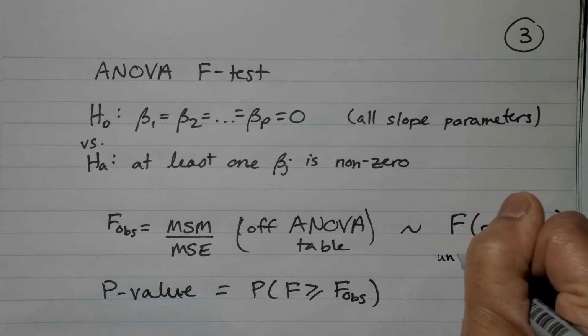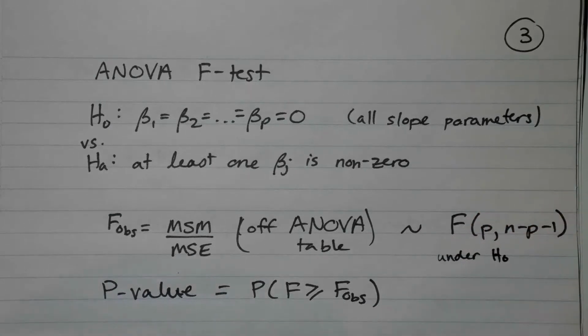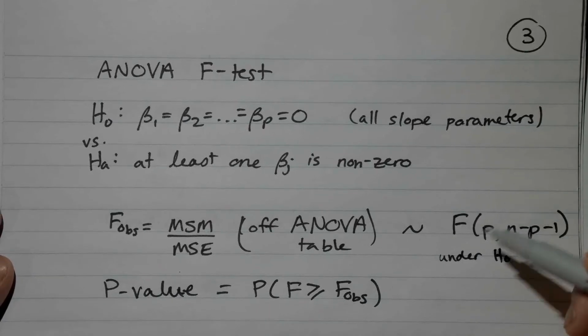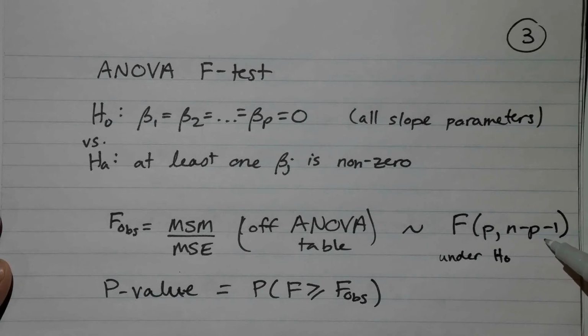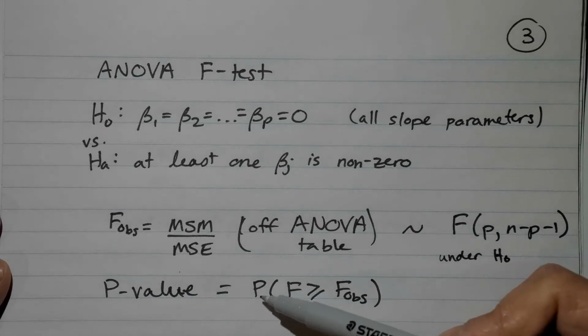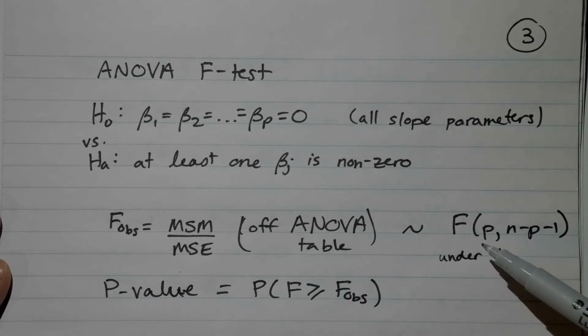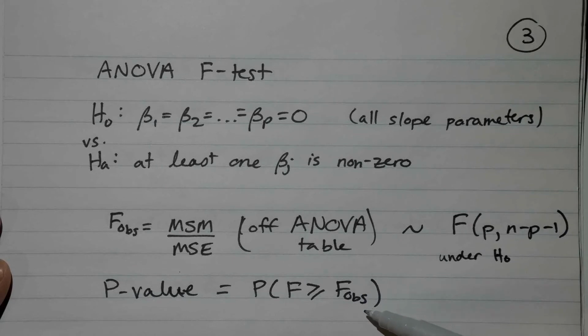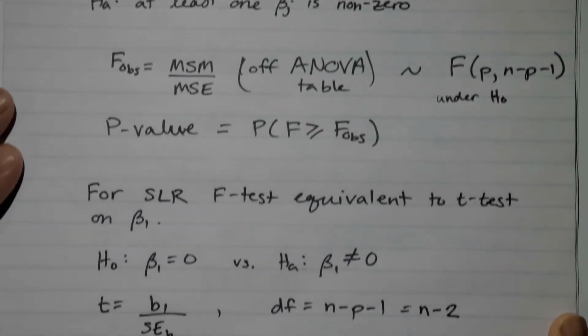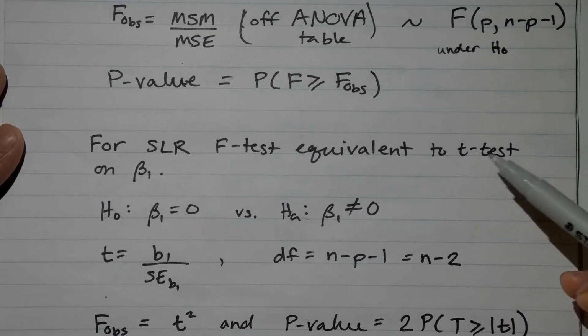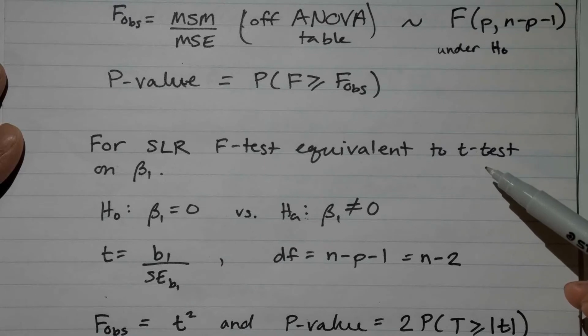hypothesis, so this is under H0, it follows an F distribution with p numerator degrees of freedom and n minus p minus 1 denominator degrees of freedom. And then the p-value for these F tests is always a one-sided p-value. So it's the probability that F, which has these degrees of freedom, is greater than or equal to our observed test statistic. For simple linear regression, this test is equivalent to doing a t-test on beta 1.